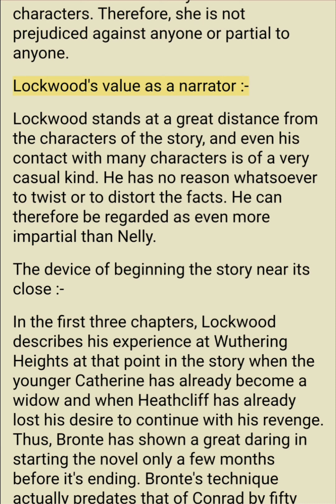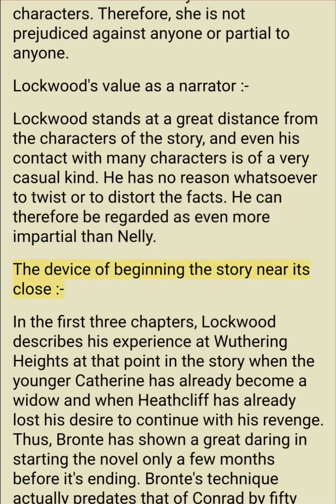Lockwood's value as a narrator. Lockwood stands at a great distance from the characters of the story, and even his contact with many characters is of a very casual kind. He has no reason whatsoever to twist or to distort the facts. He can therefore be regarded as even more impartial than Nellie.